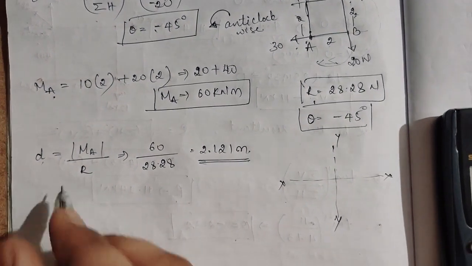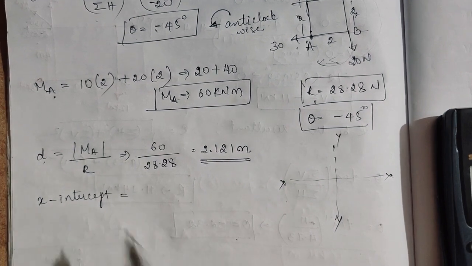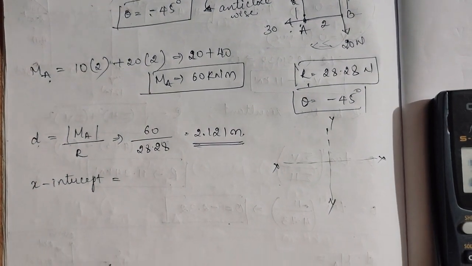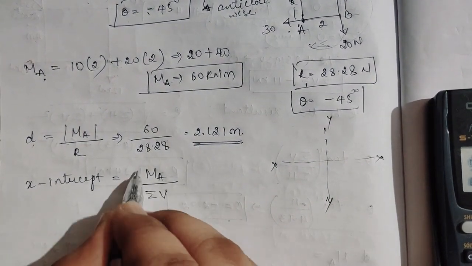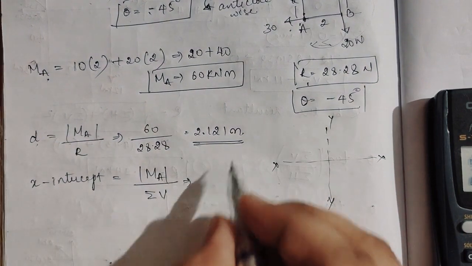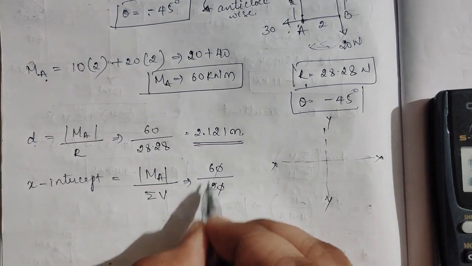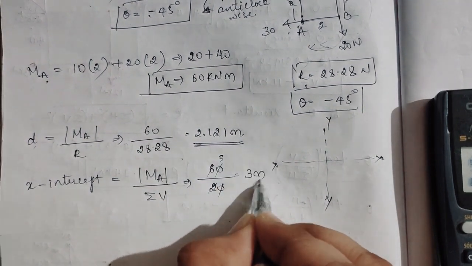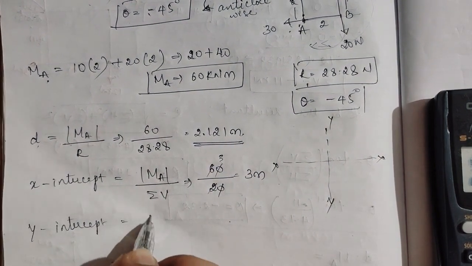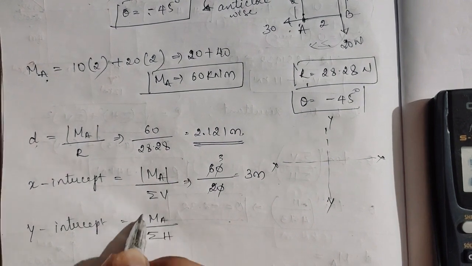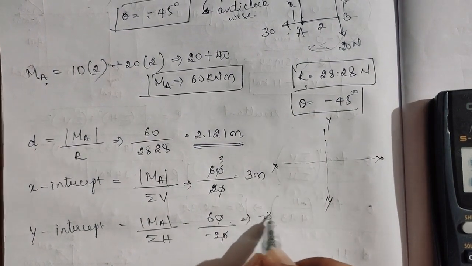Now we have to find x intercept and y intercept. So what is this x intercept? Moment about A divided by, for x we have to take summation of V. So 60 divided by summation of V was 20. So it will be 3 meter. So y intercept will be moment about A divided by summation of H. 60 by minus 20, minus 3 meter.